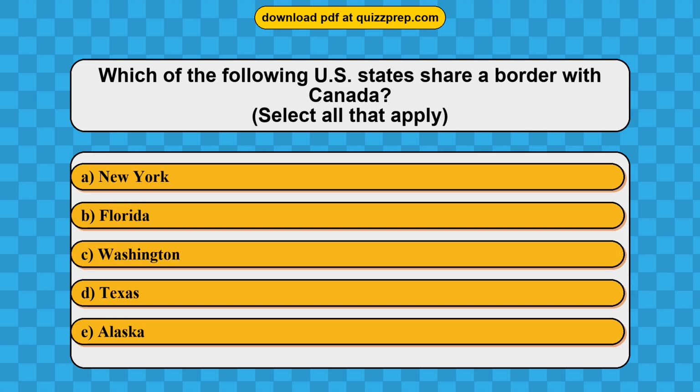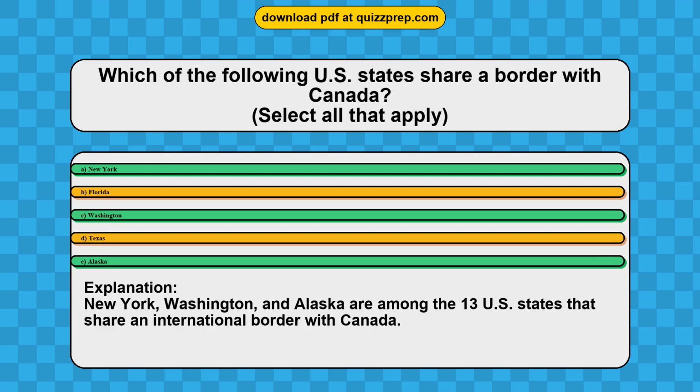Question 81. Which of the following U.S. states share a border with Canada? Option A. New York. Option B. Florida. Option C. Washington. Option D. Texas. Option E. Alaska. The correct answers are options A and C and E. New York, Washington, Alaska. New York, Washington, and Alaska are among the 13 U.S. states that share an international border with Canada.